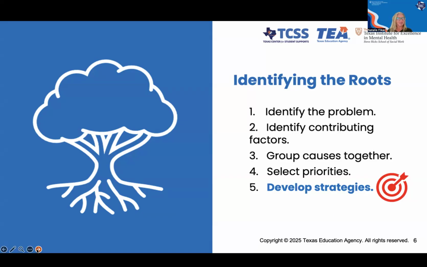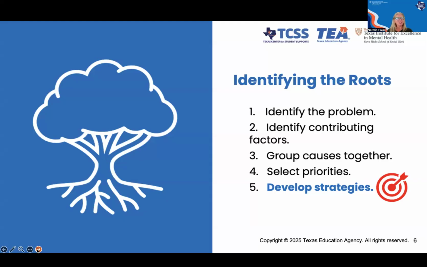And step 5, develop strategies to address the problem. For the purpose of this process, the team is to create targeted strategies that are specific, measurable, achievable, relevant, and time-bound, also known as SMART goals. A team might ask themselves, what strategies can we develop that align with SMART criteria? The purpose of this step is for the team to develop strategies and draft SMART goals to address selected root causes. Now what we'll do is take a look at an example scenario.